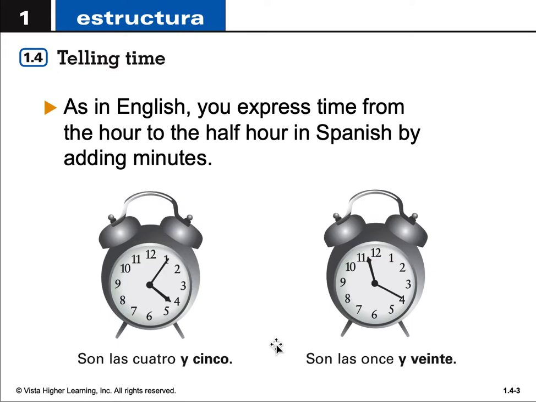As in English, you express time from the hour to the half hour in Spanish by adding minutes. Son las 4:05. It is 4:05. So to express the minutes, we'll just tack that on by using the word and, which is y, and then the number of the minutes, 5. Son las 11:20. It is 11:20. So it is 11 and 20 minutes.